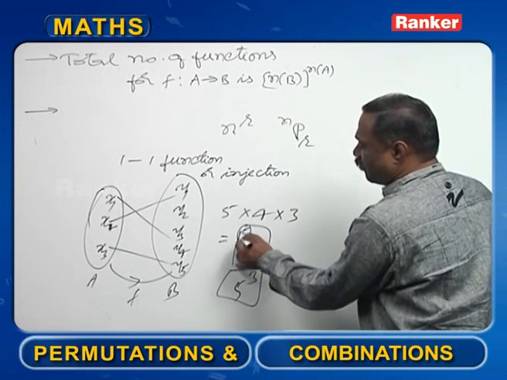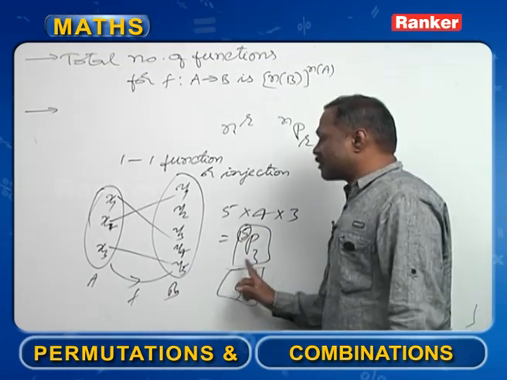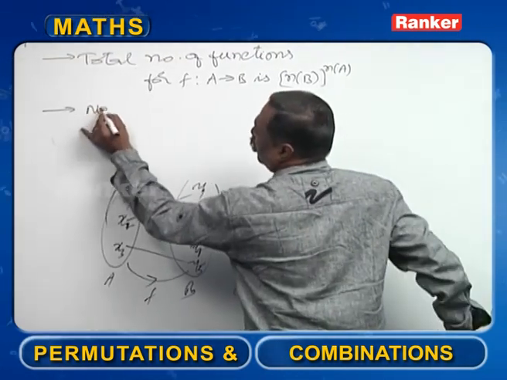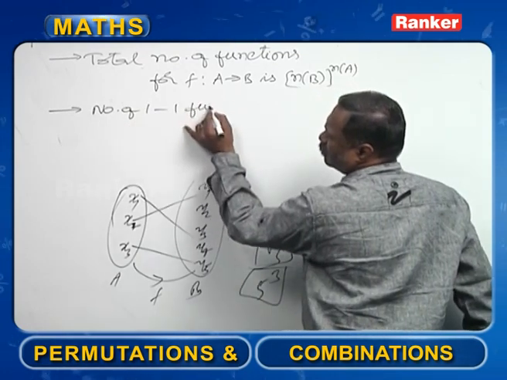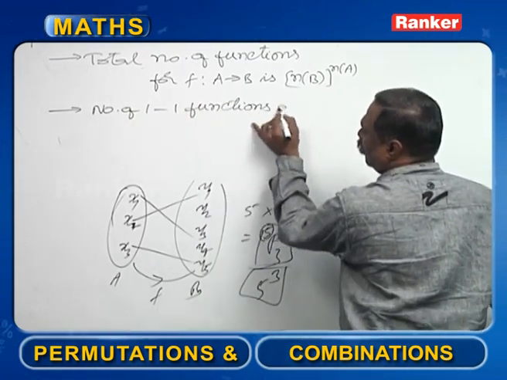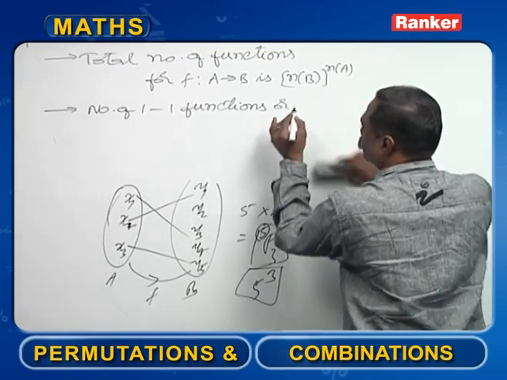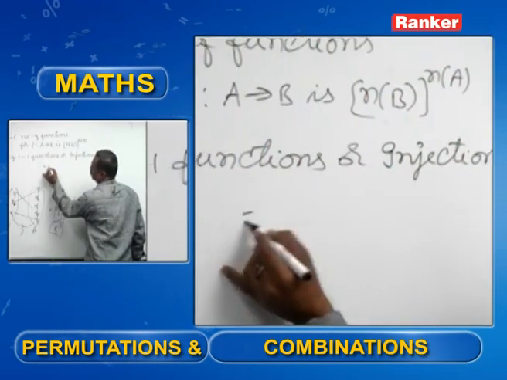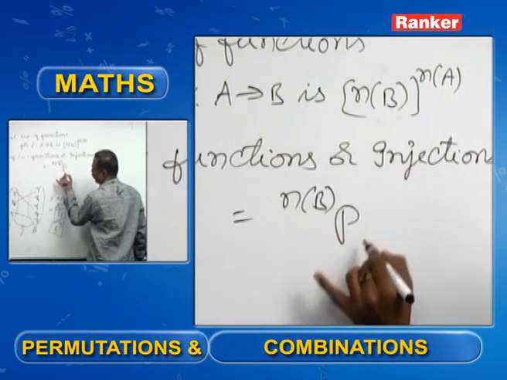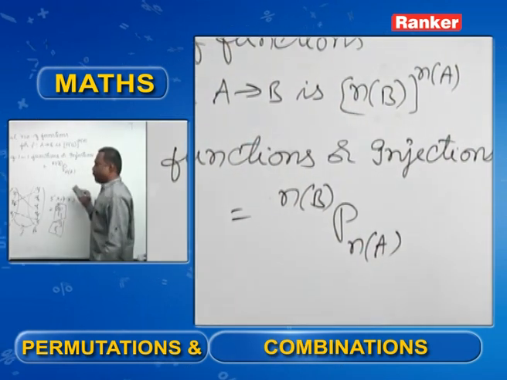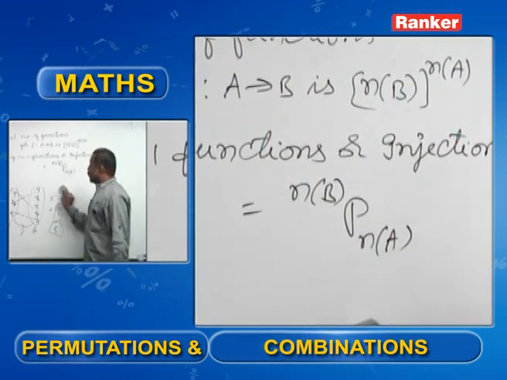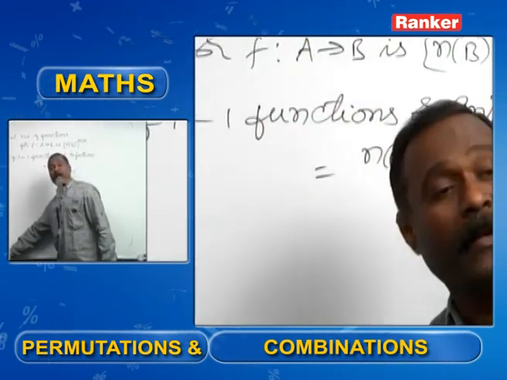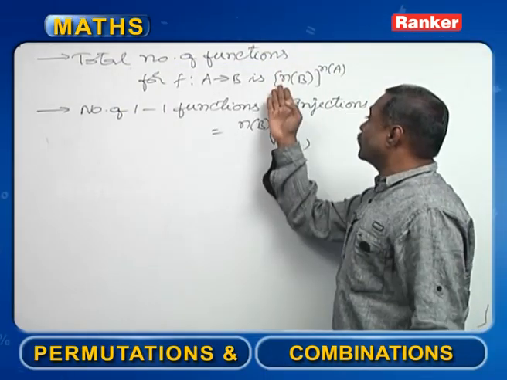So I can say this 5 is nothing but n of B and 3 is nothing but n of A. So the number of 1-1 functions or injections is equal to n of B P n of A. So understand how the permutation is applied. Permutation is applied to find the number of functions.